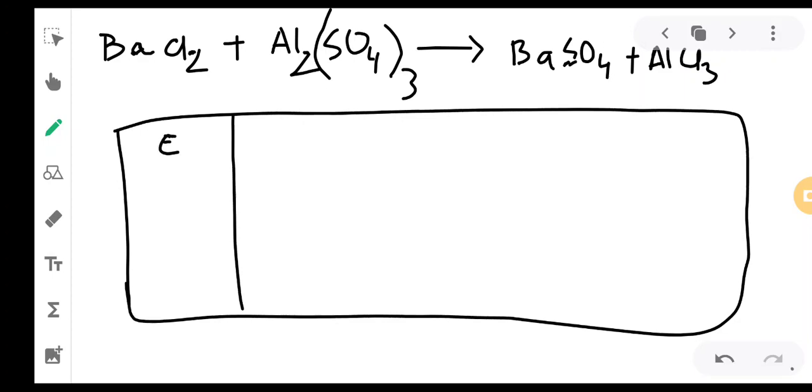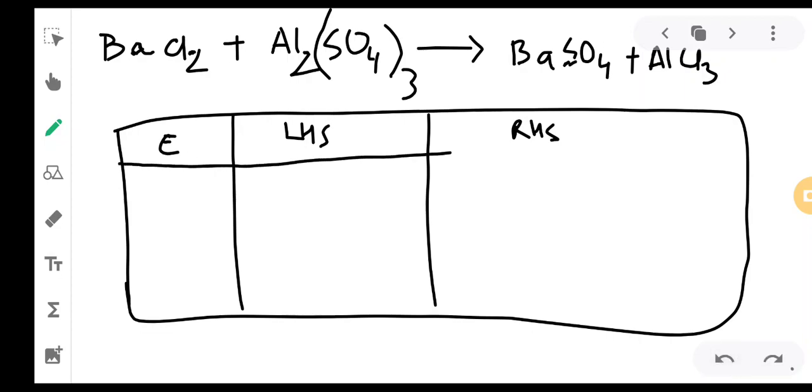Suppose I'm directly writing. First thing is you need to draw boxes around the reactants and products. There are two reactants and two products over here. Then you have to write how many elements are present and how many atoms are present on the left hand side and right hand side. Elements present are Ba, nothing but barium. For solving chemical equations you need to know the symbols very importantly. There is barium, chlorine, aluminium, sulfur, and oxygen. These are the five elements which are present.